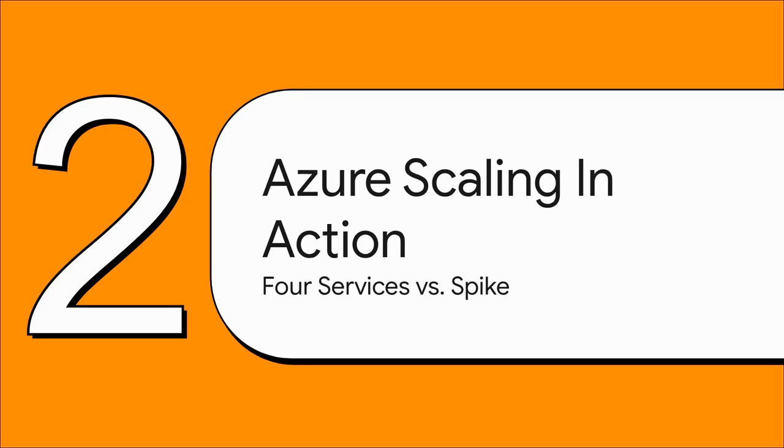Simple as that. Okay, so the theory is great, but let's see how this actually plays out in the real world, right? We're going to take that crazy traffic spike scenario and throw it at 4 of Azure's most popular services and see exactly how each one uses its autoscaling superpowers to handle the heat. Let's see them in action.